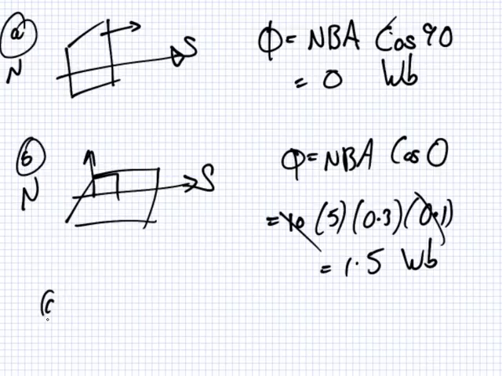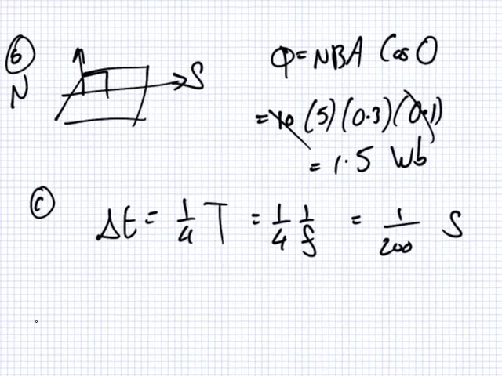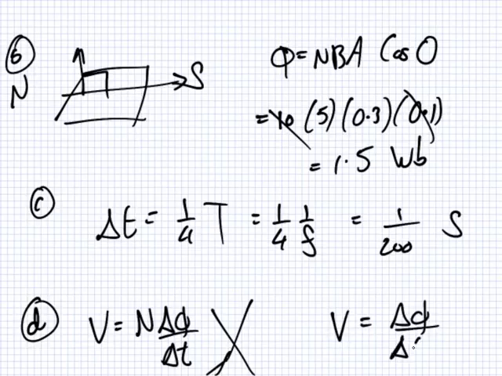Part 3. What do I ask you for in part 3? Is it the time? Yes. The time is 1/4 T, because it's only going a quarter turn. And that's 1/4 of 1 over f, which is 1 over 200 seconds. Now please, you have to be very careful here. This we don't use. We should use this. Can anyone tell me why I'm not using the N here?